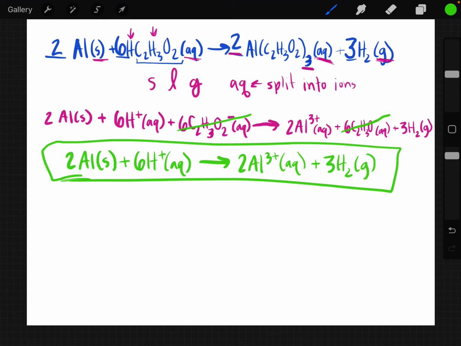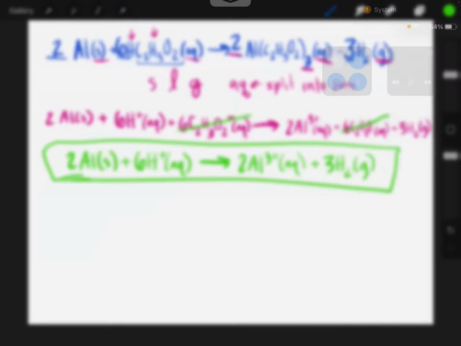And that is my net ionic equation. These aren't the crazy hardest thing, but the worst part of it is you make one little mistake, boom, the rest of it is messed up. So hopefully that video helps.